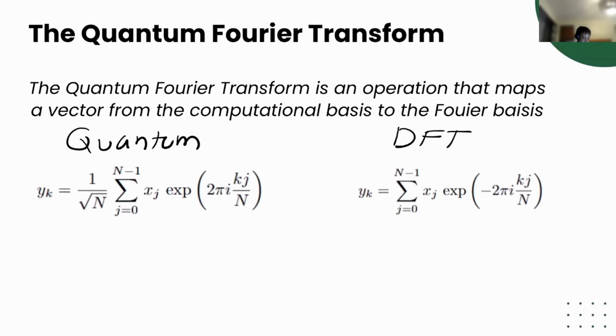And so this first difference is that we have a normalization constant here. What this is referring to is that since you have a quantum state, you need to make sure that any operation that you do on that quantum state remains on the surface of the Bloch sphere. And so having this normalization constant ensures that you map from one state to another quantum state.